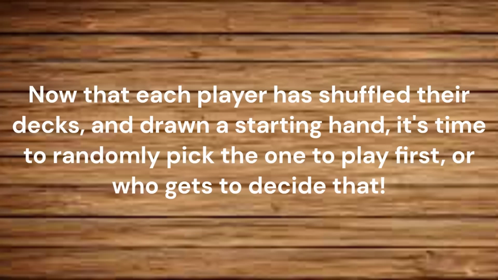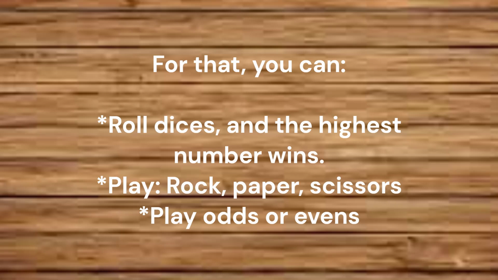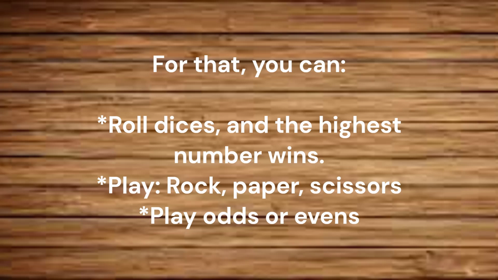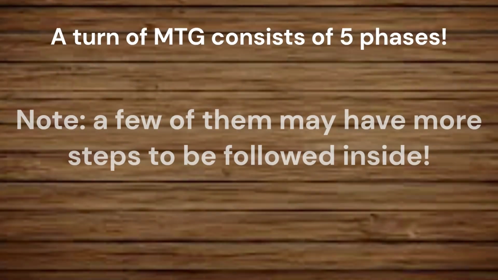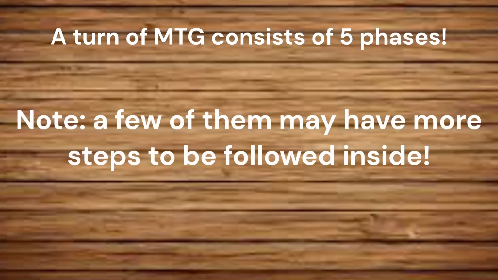Now that each player has shuffled their deck and drawn a starting hand, it's time to randomly pick who plays first, or who gets to decide that. For that, you can roll dice, and the highest number wins. Play rock, paper, scissors. Play odds or evens. The winner gets to choose who goes first. The game's default turn order begins with the starting player and proceeds clockwise if there are more than 2 players in the game. A turn of MTG consists of 5 phases.